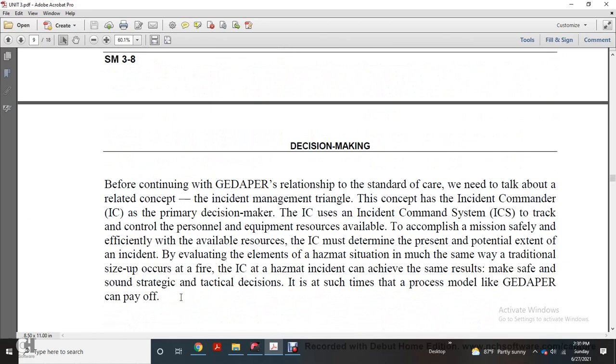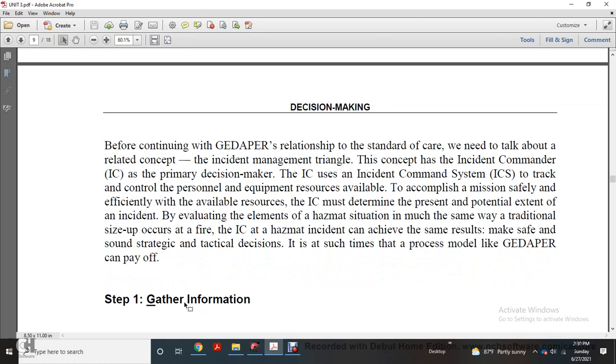To discuss the relationship of GEDAPR with standard care, we need to talk about the related concept of the incident command management triangle, with the incident commander as the decision maker. The incident commander is the initial command system track with control of the personnel, equipment, and resources available to accomplish the mission safely and efficiently. With the available resources, the incident commander must determine the present and potential extent of the incident by evaluating the elements of the hazmat situation. In some ways, like the traditional size-up of a fire, the incident commander at a hazmat incident can achieve the same result and make safe, sound strategic and tactical decisions, at which time the process called GEDAPR can pay off.